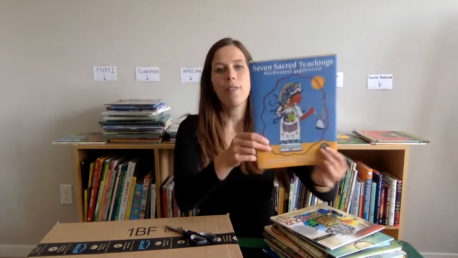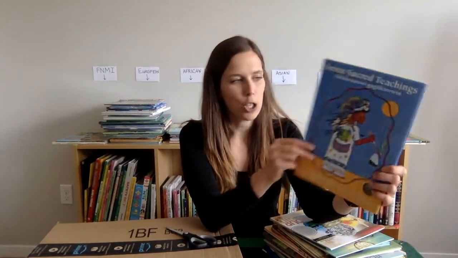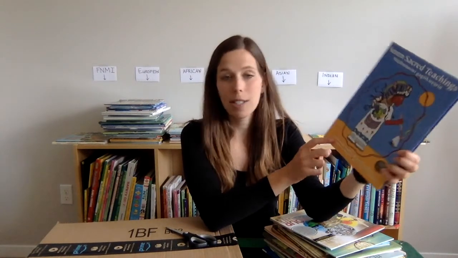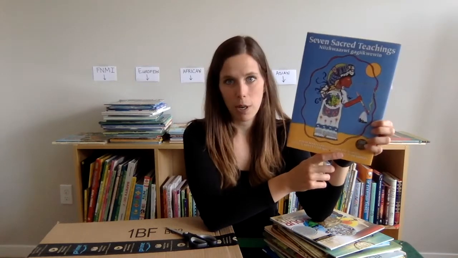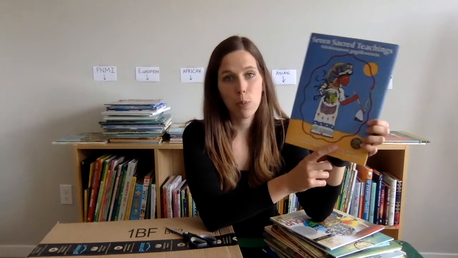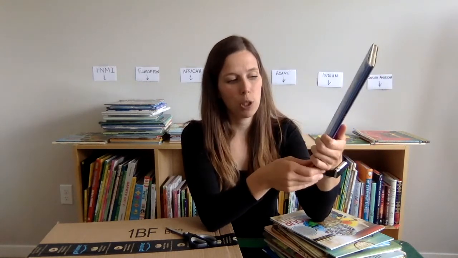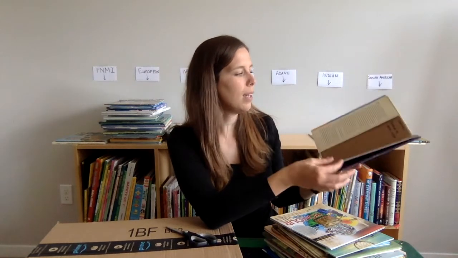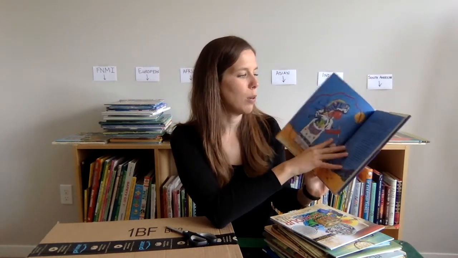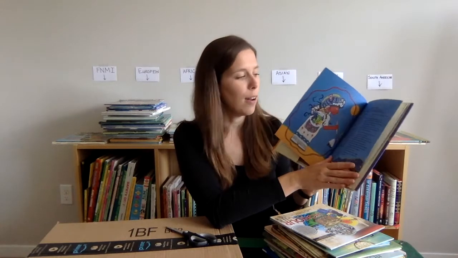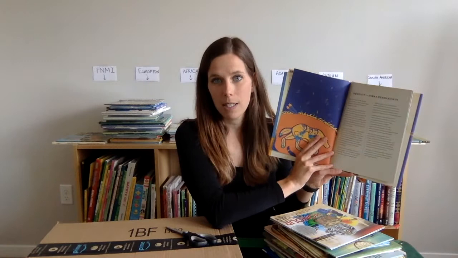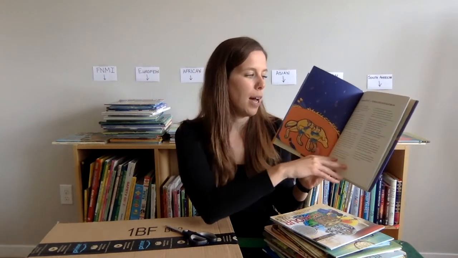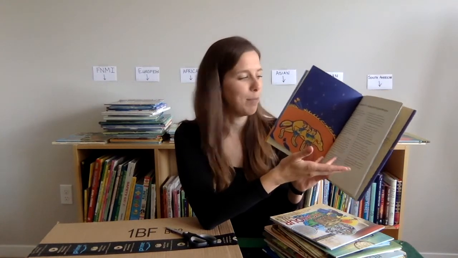The next book I have is called Seven Sacred Teachings, and the author is David Bouchard, who's a very famous Canadian author, and Dr. Joseph Martin. But this book is really special because it has an English and Ojibwe version. So there's both included in here. Basically this book talks about the different teachings of First Nation, Métis, Inuit cultures. For example, humility is the first one, and it just talks about that teaching.